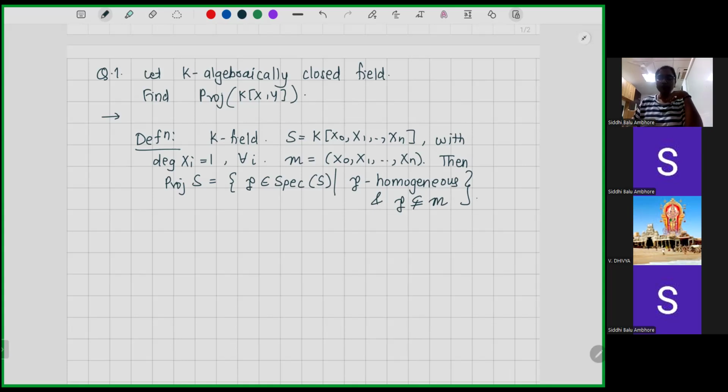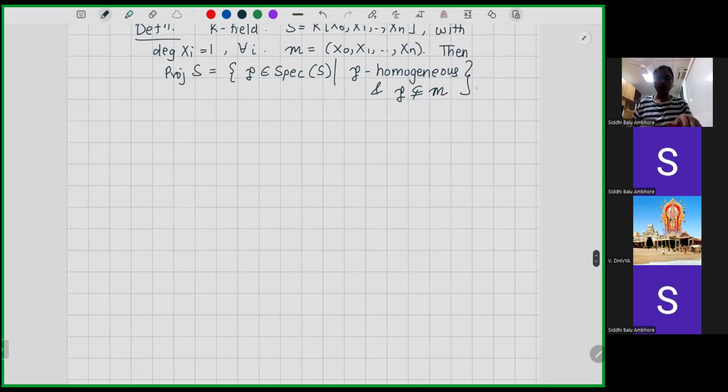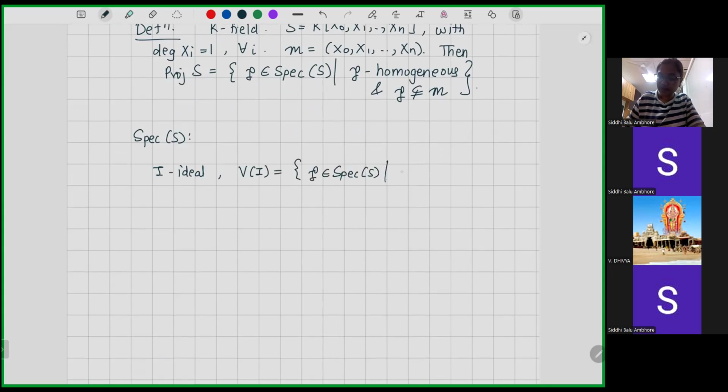So this is the definition of Proj, and since this is a subset of Spec, recall that in Spec S, if I is an ideal, then V of I is all those prime ideals in Spec S such that I is contained in P. It is the collection of all prime ideals which contain that ideal I.